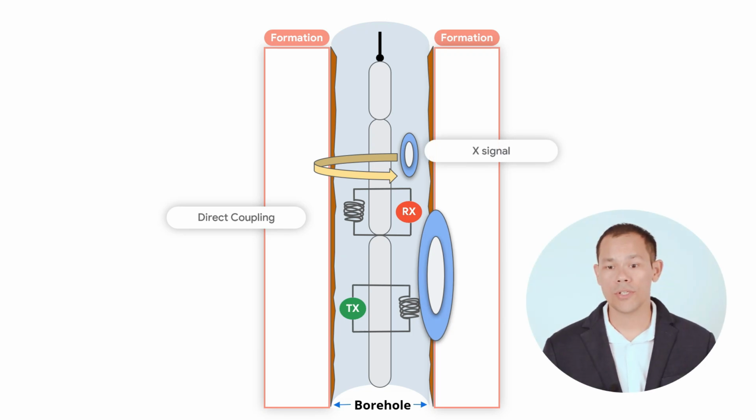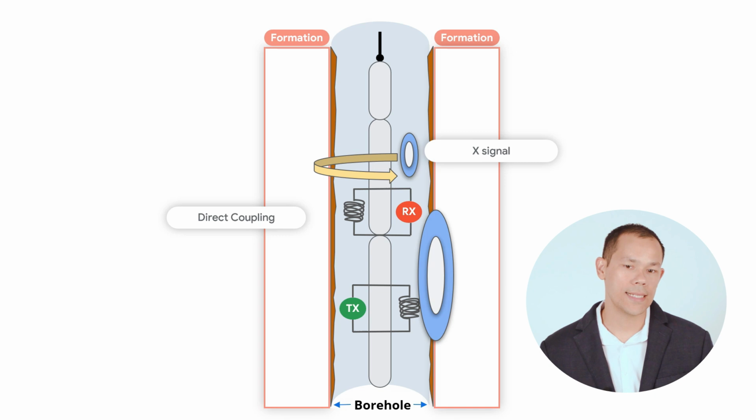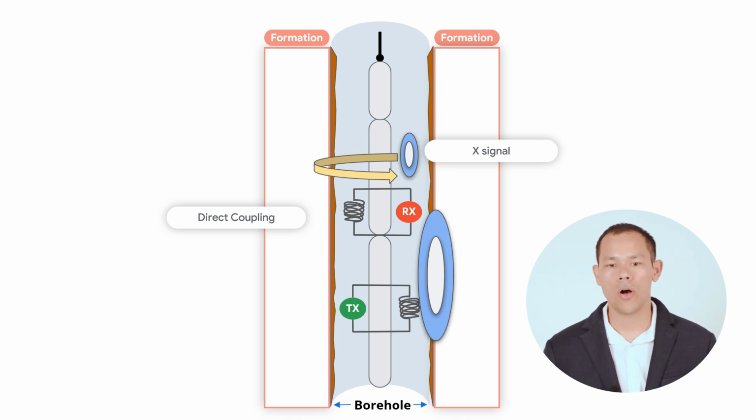However, there's also an unwanted voltage caused by the direct coupling between the transmitter and receiver coils, known as mutual signal, which needs to be corrected. In formations with very low resistivity, less than 3 ohm meters, another voltage called the X signal appears from a secondary ground loop. This also needs to be corrected.